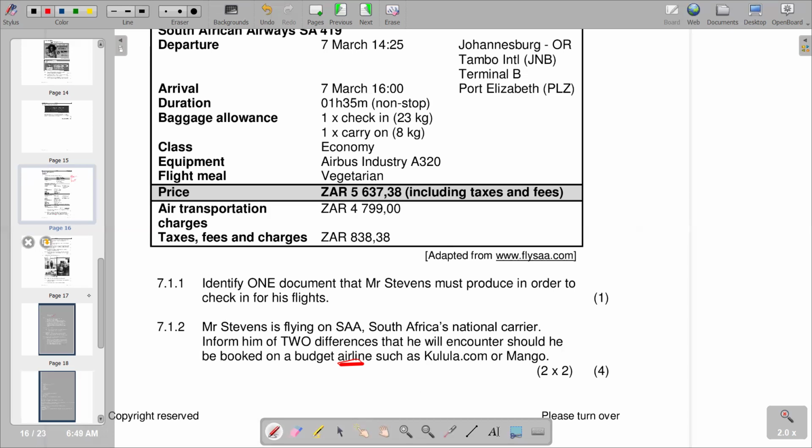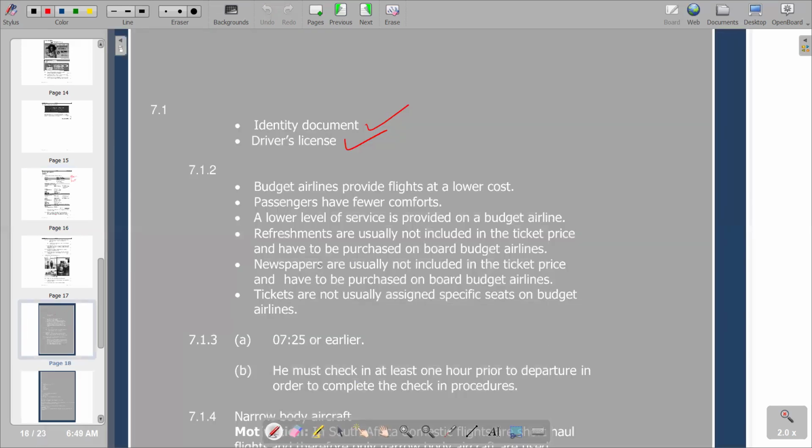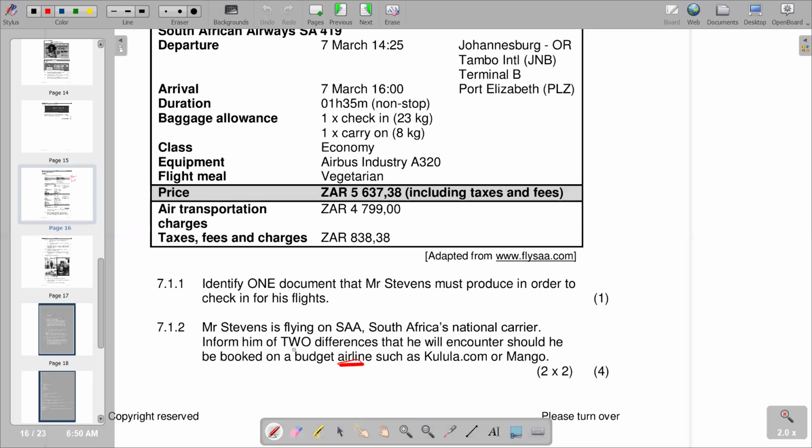So the two differences that we should deduce there, we can go to one section to try to see what descriptions do we have. The lower cost, that's the first one. Second one, passengers have fewer comforts, and then a lower level of services provided on a budget airline in the ticket price, and they have to be purchased on board the budget airlines. So basically, this is concurrent with the explanation that I gave, that there are more additional costs needed in terms of budget airline, which are coming in the form of refreshments in this context. And the next, newspaper purchased on tickets, are not usually assigned specific seats for the budget airlines. So our question is only asking for two. So we can just include two according to the requirements of the question.